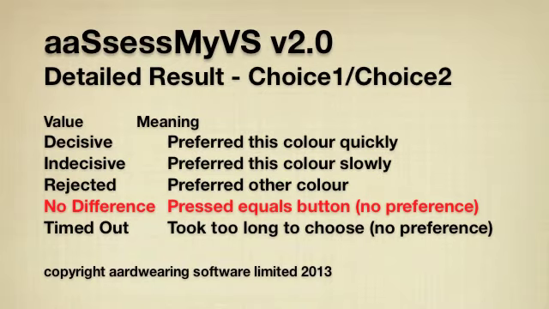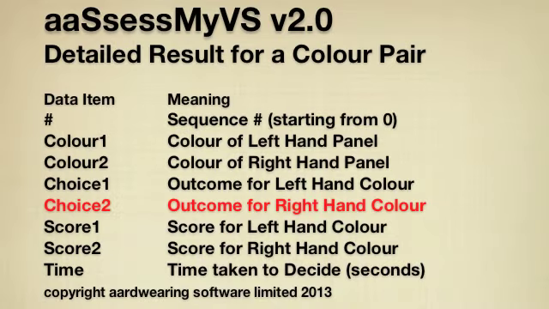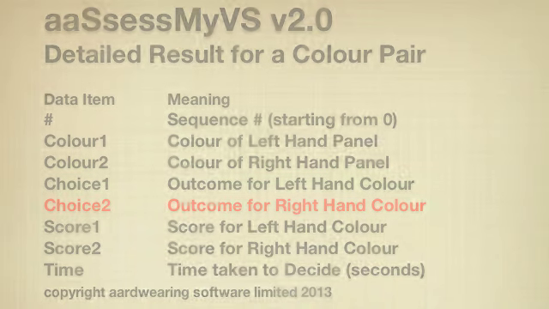No difference means that the participant pressed the equals button, in other words, could see no difference between the two panels. Timed out means that the participant took too long to choose. The default is just under 1,000 seconds, and so the test moved to the next colour pair automatically. Choice 2. This contains similar values to choice 1, but relating to the right-hand panel colour.